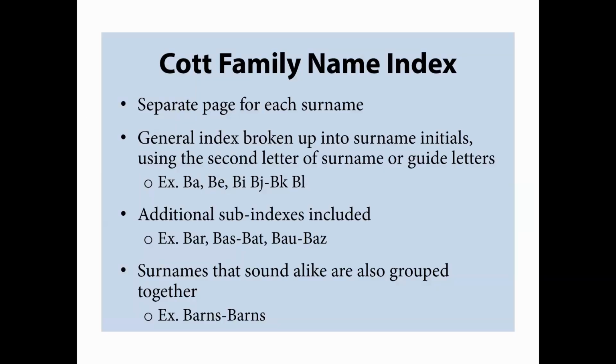And there also is what's known as the Cott Family Name Index. So this is when we actually split out that general index into more specific surname groupings. So if you wanted to look at the different ones for the B's, you might find that there are ones for BA, and then they might additionally go into BAR, BAS, BAT, etc. And then again, they group those surnames together that sound alike as well.